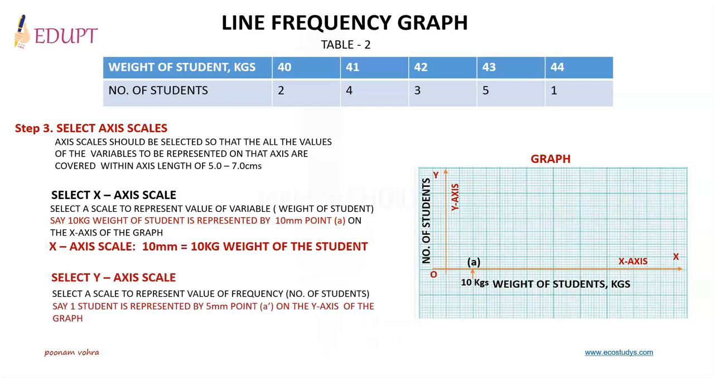Similarly, for the y-axis, you need to select a scale to represent the value of frequency, that is the number of students. Say one student is represented by 5 mm, point A dash, as is shown on the graph. So the y-axis scale is 5 mm equivalent to 1 student.